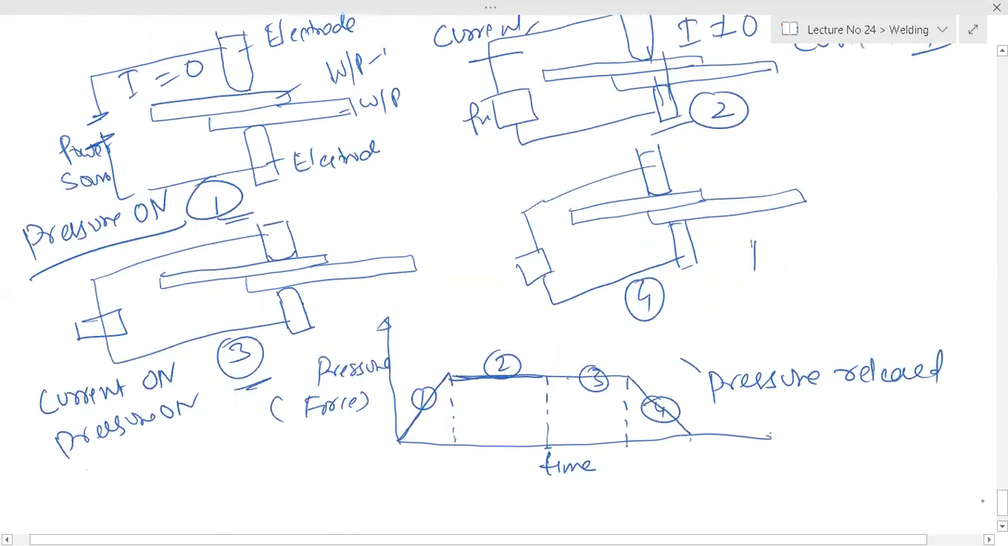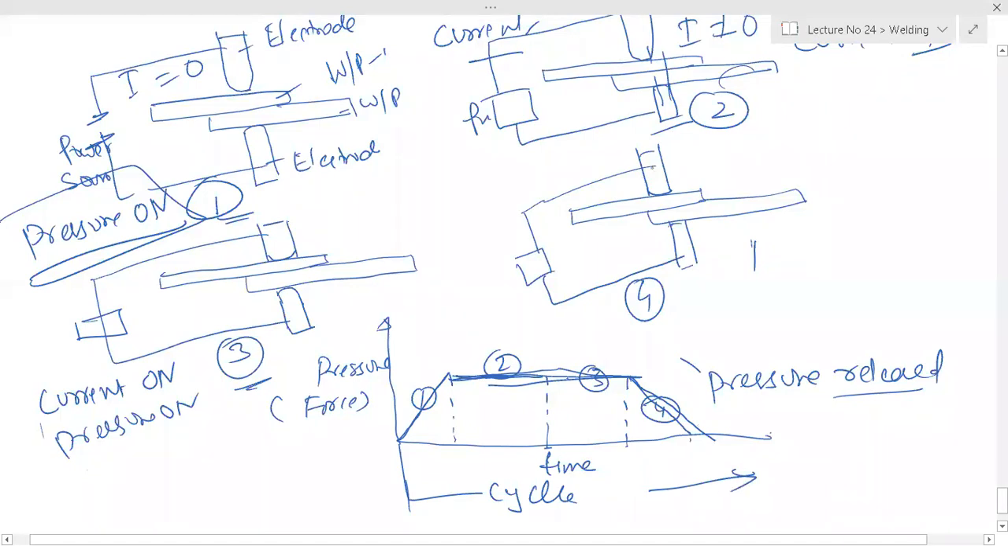So basically, this is the cycle. Means you have to pump pressure first, then current. I mean, the current will be on for a longer duration, 2, 3. And finally, your pressure will be released. Pressure will be released. So it is one cycle.